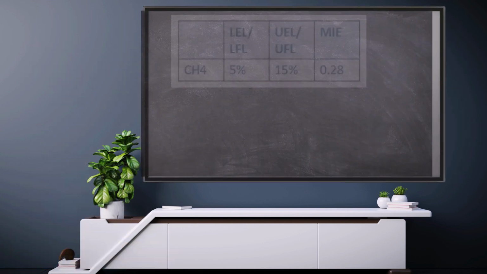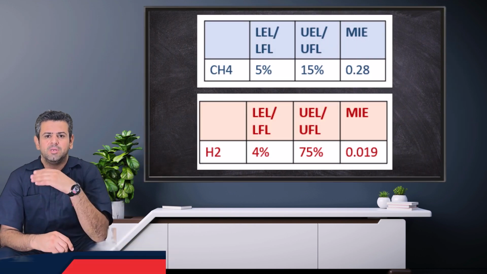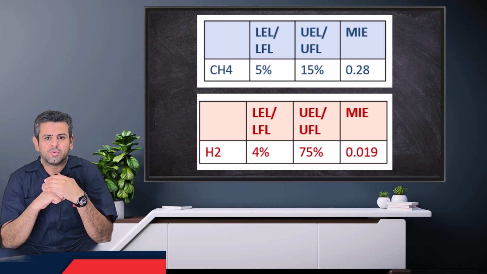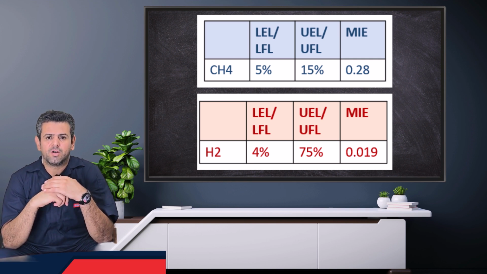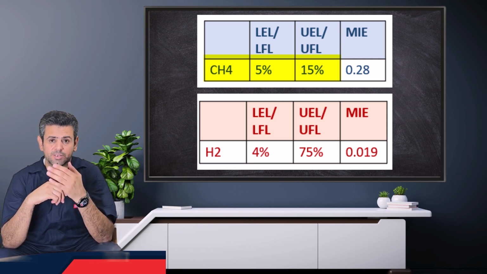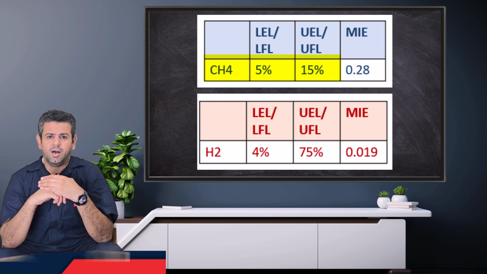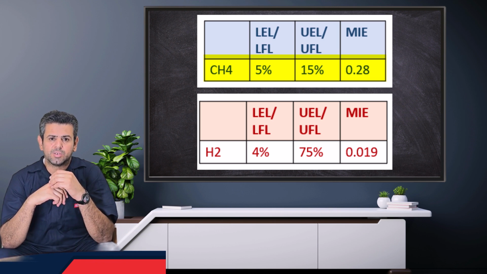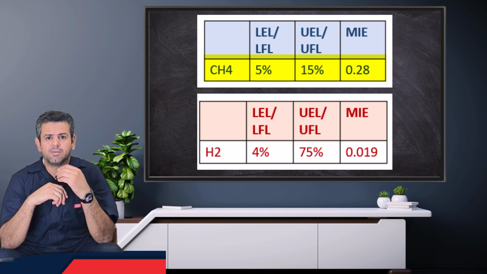or not. Let's look at two gases, methane and hydrogen. Methane, or CH4, has a fire or explosive range between 5 to 15 percent concentration. And for catching fire or explosion, it needs at least 0.28 millijoule of energy to ignite. That is the MIE for methane.